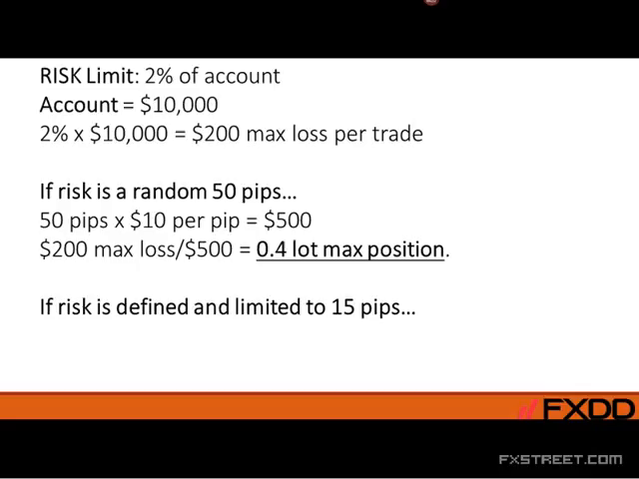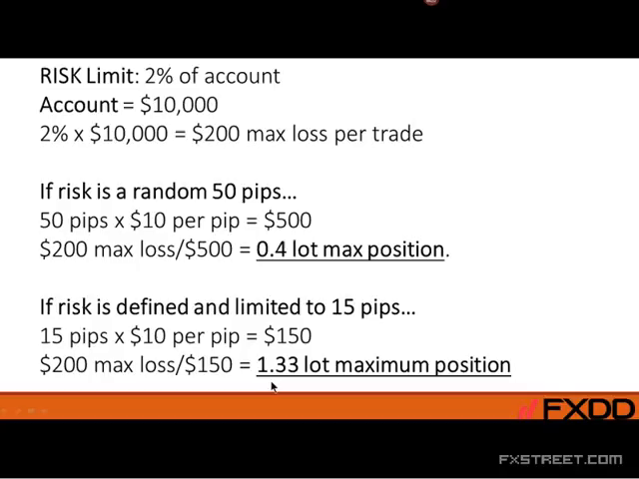If risk is defined and limited and you trade near key technical levels, technical levels where the market's either going to move in your favor or move against you, you can in effect risk, let's say, 15 pips on a trade in a normal market. All right. So 15 pips at $10 is $150. So if you have a $200 maximum loss, you can do 1.33 lots and still only risk 2% on your account.